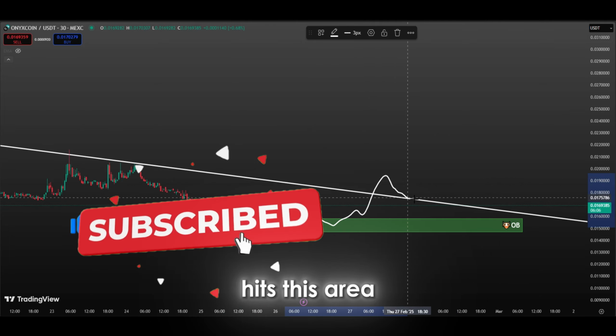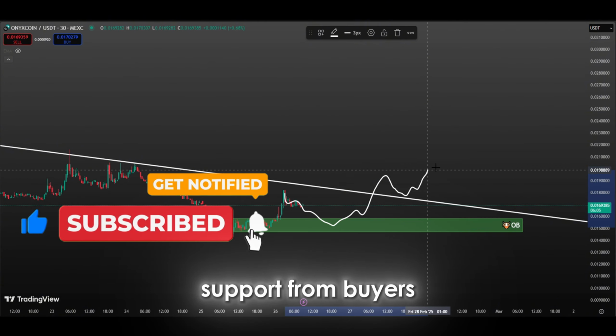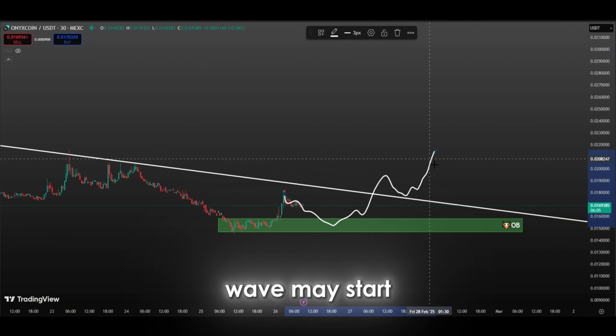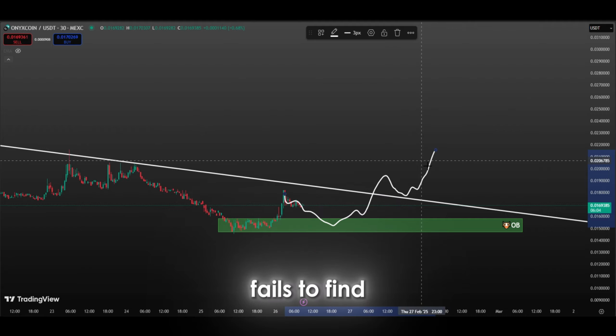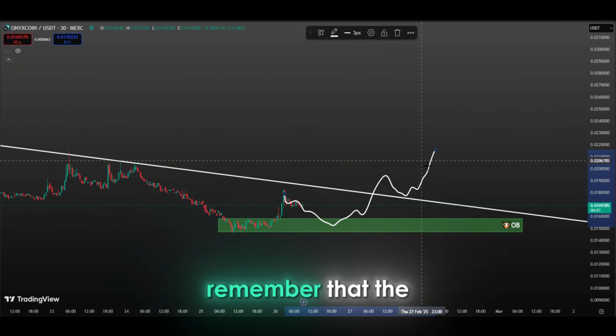If the price hits this area and gets a strong reaction and support from buyers, a new bullish wave may start from here. However, if the price fails to find enough buyers at this level and slips below the bullish order block, the fall may deepen further and the price may test lower support levels. Remember that the more an order block is tested, the weaker it is.